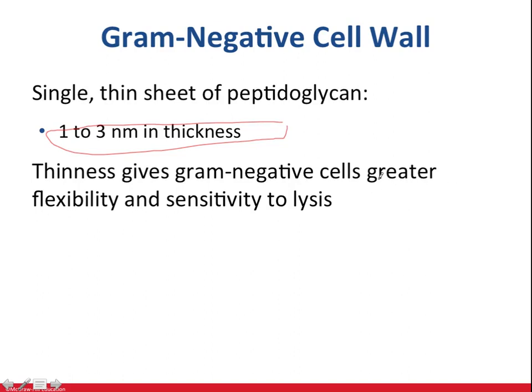However, compared to the gram positive cell wall, it's more flexible. The protection is weak, since it's very thin, so it's very sensitive to lysis. Because the cell wall is not substantial, the bacteria is sensitive to lysis.